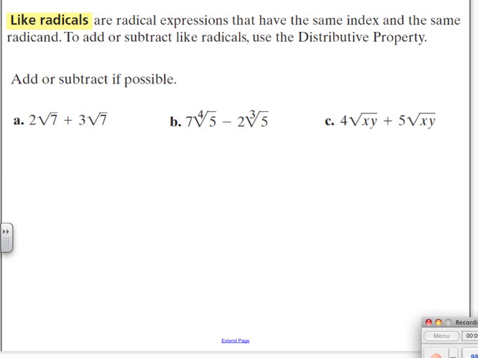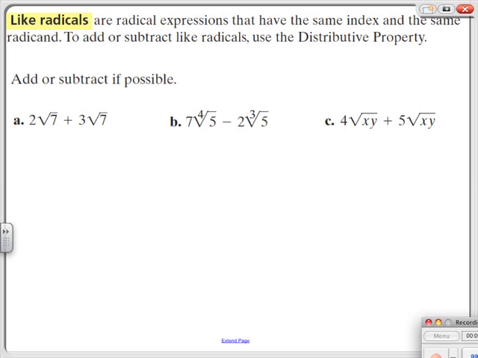All right, this recording is for section 7.3, binomial radical expressions. Like radicals are just kind of like terms. They're radical expressions that have the same index and the same radicand. And so to add or to subtract the radicals, the textbook likes you to use the distributive property. That's not necessarily something that you need to do if you can understand.